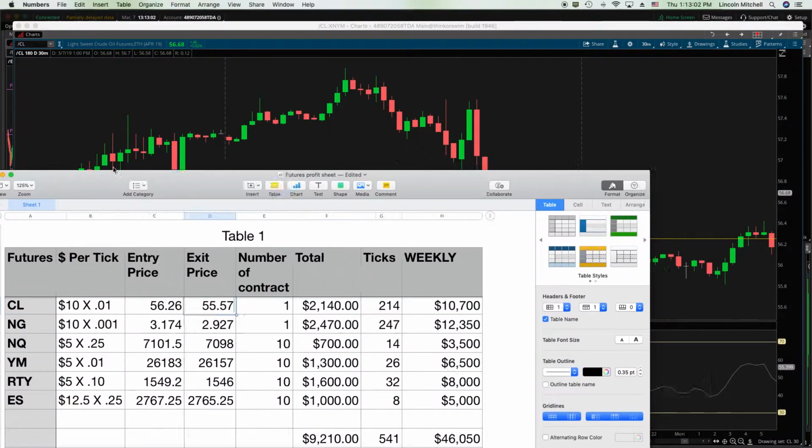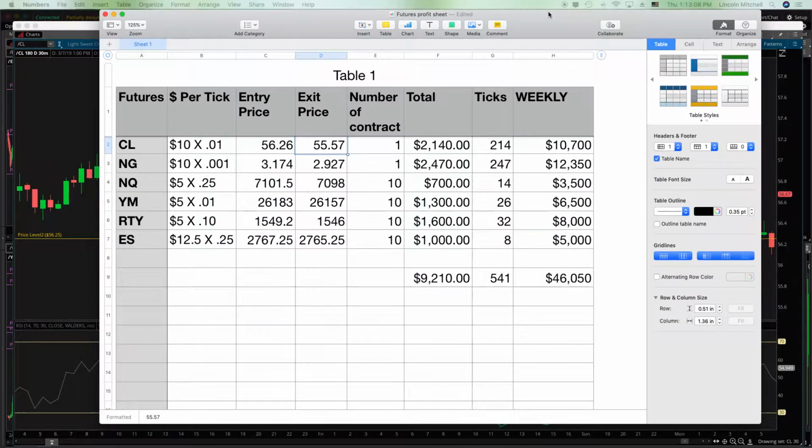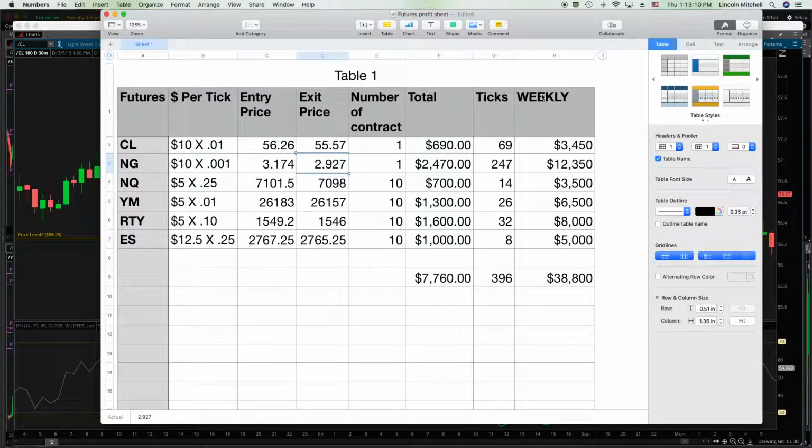Did I say that right? All the way down to 57, right? That hurts. Off one contract, people, you're down $700. You are down $700 off one contract. That's the minimum you're going to be down.